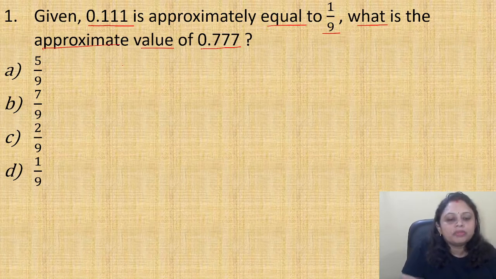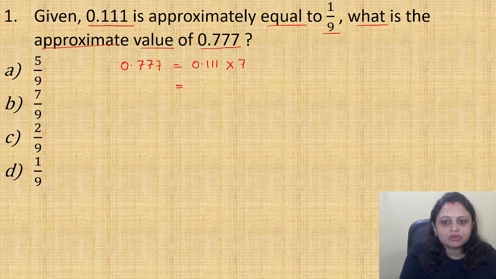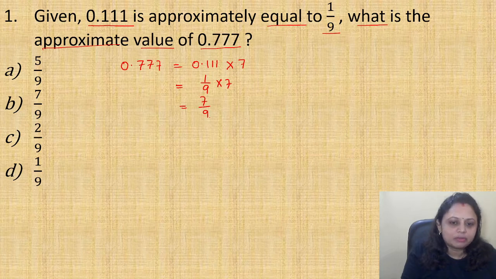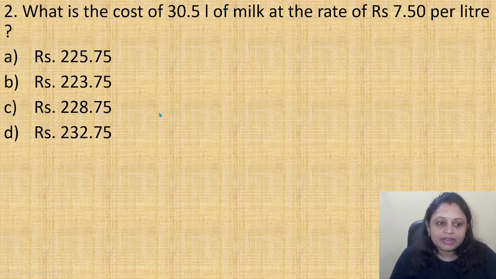So the thing is, can we relate this 0.777 and 0.111? Yes, we can relate. So 0.777 is equal to 0.111 into 7. Right. And what is the value of 0.111? It is 1 by 9 into 7, that is equal to 7 by 9. So the correct answer is option B, that is 7 by 9. Okay. Coming to the next question.